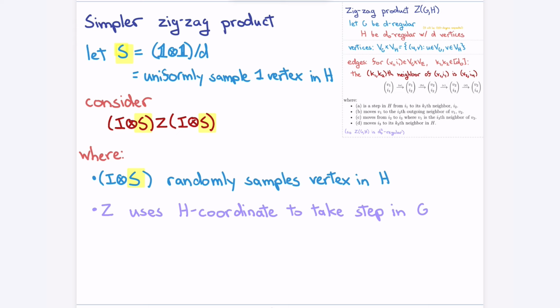Okay. So what does this look like? So I would take a random sample in H, right? Pick a random vertex. I use that to take a step in G. And then I pick another random sample in H. So if I put that all together, what does that look like? What's the net effect?